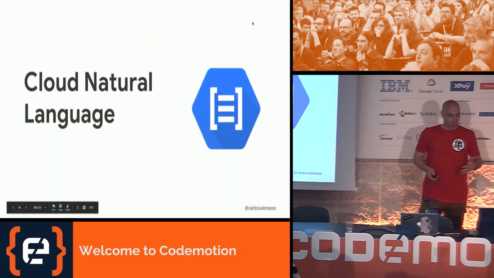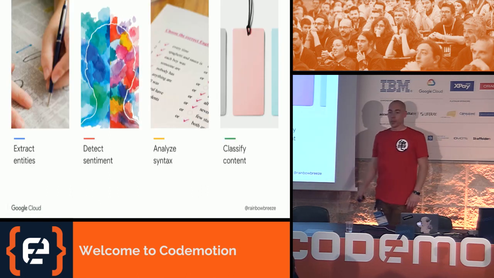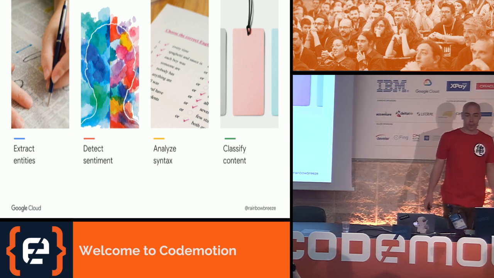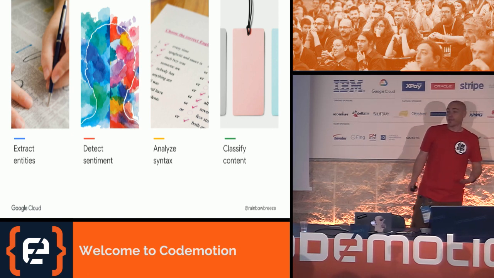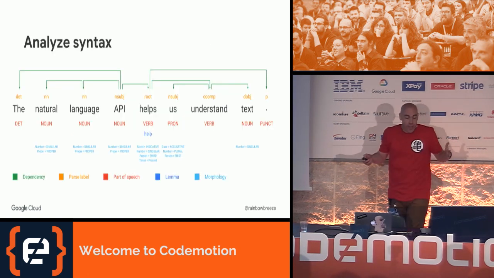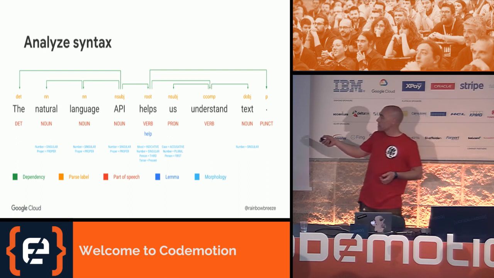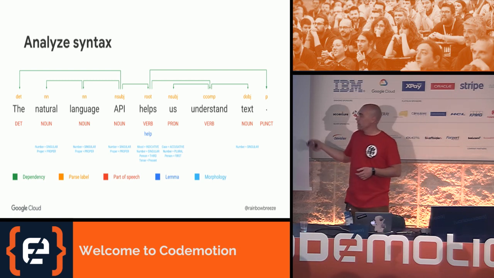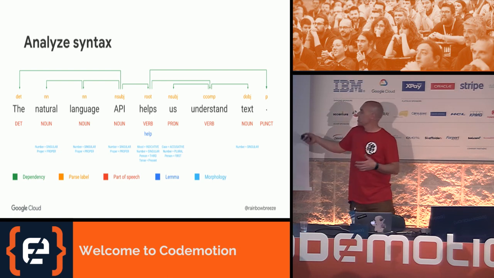Cloud Natural Language is another API, of course, to process text. What can you do with this API? You can extract entities out of the text, detect sentiment, positive or negative, and to what score, analyze syntax, and classify content in the text. For example, if you want to analyze syntax, every single word, how the words in the sentence are connected to each other, and the attribute of every single word. It's a noun, it's a verb, it's punctuation, whatever.